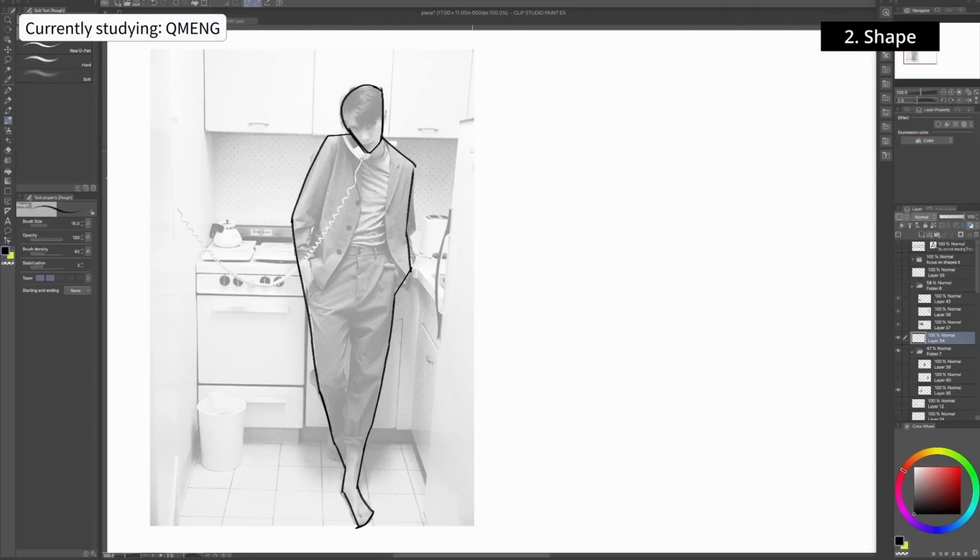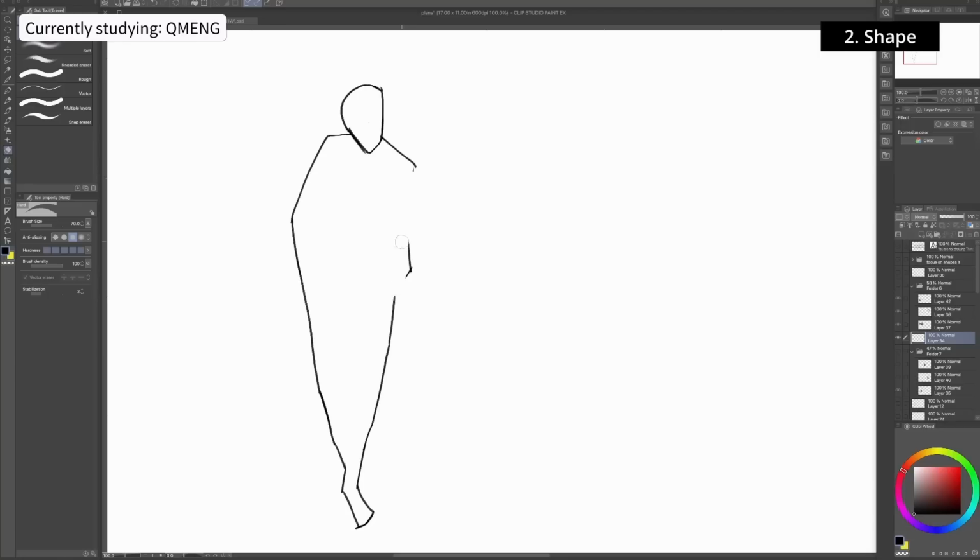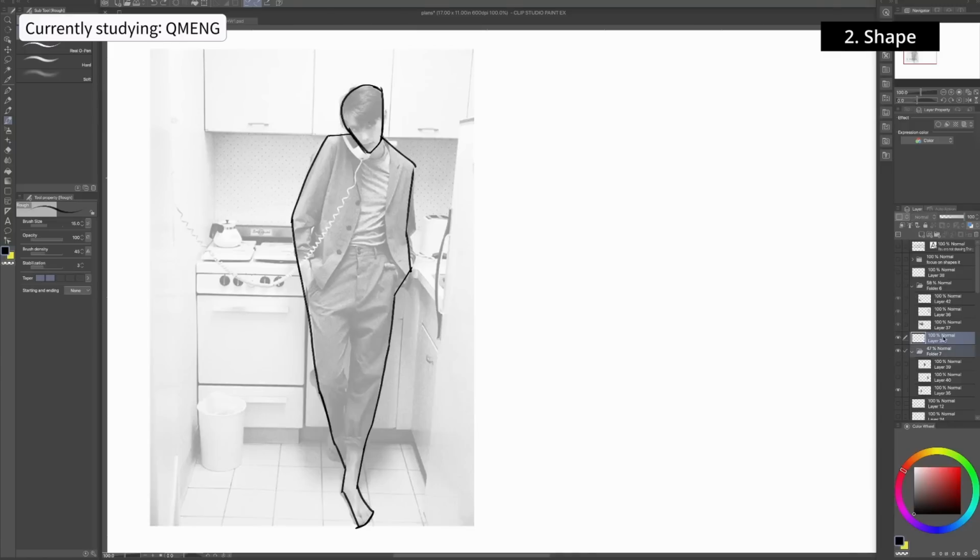Alright, so this is his basic shape. We could reduce it even more if we wanted to. Do this. And this. But let's just leave it like that and start to fill in some detail shapes.